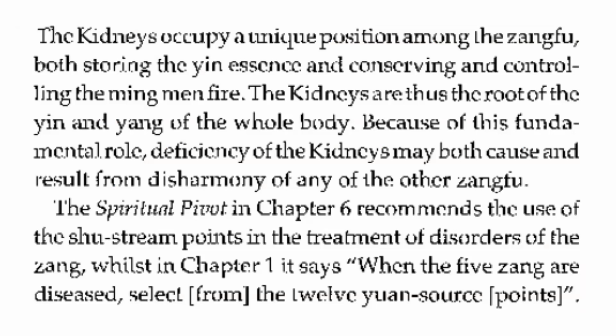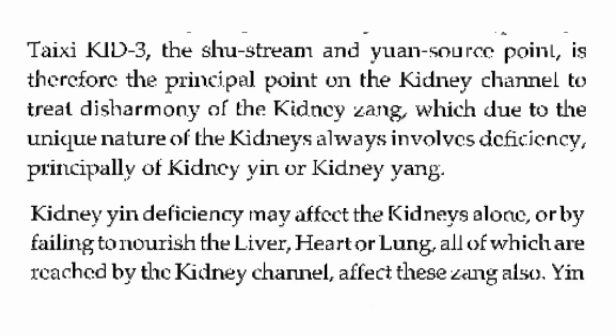The Spiritual Pivot in chapter 6 recommends the use of the shoestring points in the treatment of disorders of the Zang, whilst in chapter 1 it says, when the 5 Zang are diseased, select from the 12 Yuan-source points. Kidney 3, the shoestring and Yuan-source point, is therefore the principal point on the kidney channel to treat disharmony of the kidney Zang, which, due to the unique nature of the kidneys, always involves deficiency, principally of kidney yin or kidney yang.